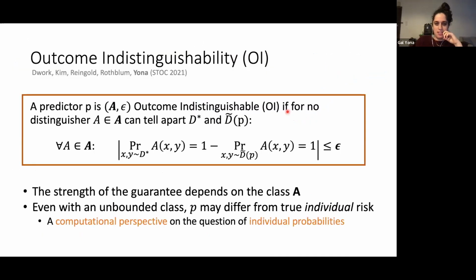Okay, so maybe I'll use this to formally define this notion of outcome indistinguishability, or OI. Formally, I'm going to say that a predictor P satisfies outcome indistinguishability with respect to a distinguisher class A and an accuracy parameter epsilon, if no distinguisher in this class can tell D star from D tilde with success probability greater than epsilon. This is exactly what I've described. Just to note, the strength of this guarantee naturally depends on this class of distinguishers, but even with an unbounded class, this still might not be a single person's true individual risk, because I'm always operating in this feature space X. So in some sense, this gives us a computational perspective on this question of individual probabilities, which has been long studied in different communities.